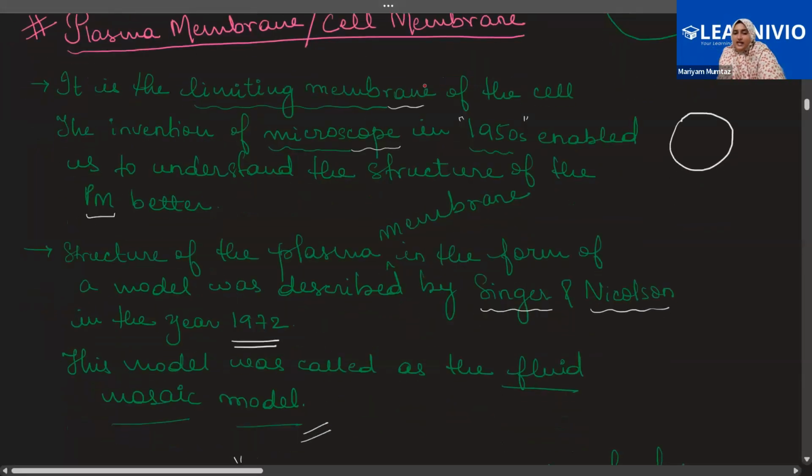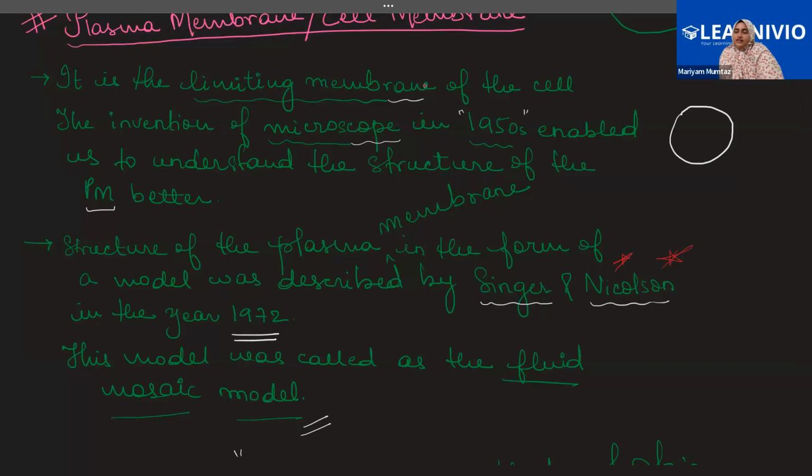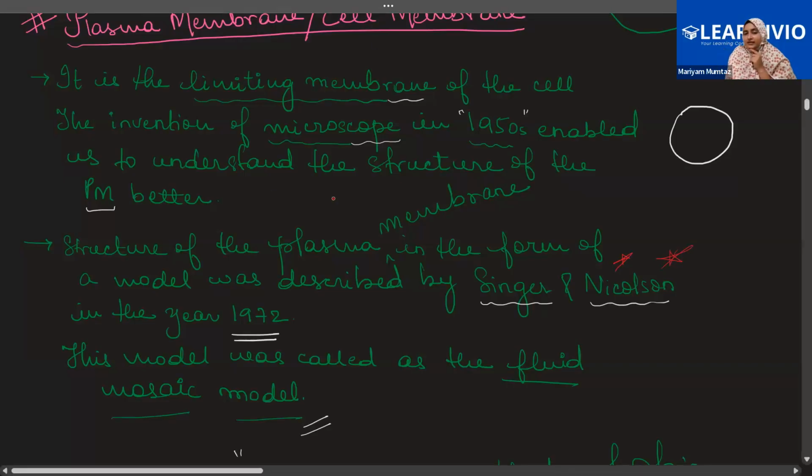Now, the structure of the plasma membrane was described by Singer and Nicholson, very famous. They are famous for giving the fluid mosaic model. Okay, Singer and Nicholson gave a model called the fluid mosaic model, which explained the structure of the plasma membrane. And they did it in the year 1972.